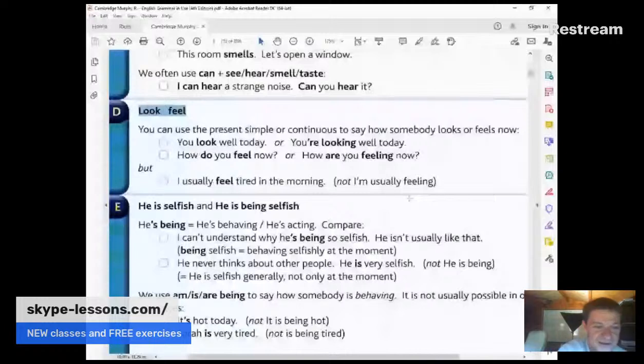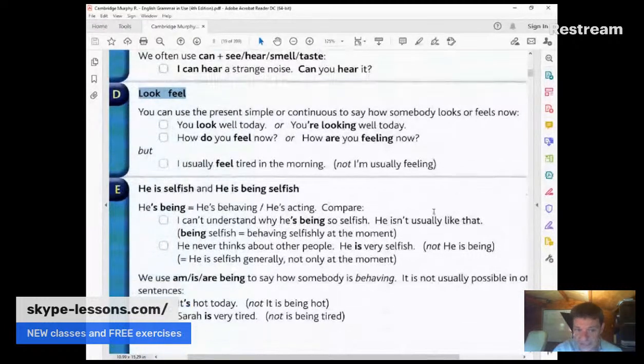Here's my kitty again. Look, he's lovely. He is a lovely little kitty. So he is selfish, he is being selfish. Both of these are possible, but there's a slight difference in meaning now. He is selfish is what you say to mean that he is a selfish man, a generally selfish person. But he is being selfish means right now. You know, he's not always selfish, but he's being selfish right now at the moment.